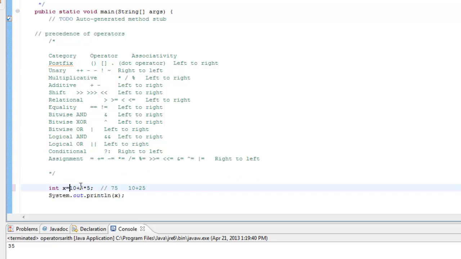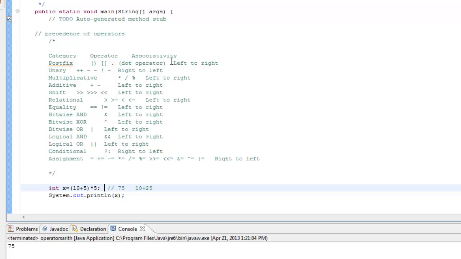Now in case I group this, we get the result which is 75. Now this is again following the rule. As we can see, the brackets come at the highest order at the top, and this is how these are taken care of. So as brackets have the highest priority on the precedence table, this will be 10 plus 5, 15, and then it will be multiplied by 5. So it comes out to be 75.